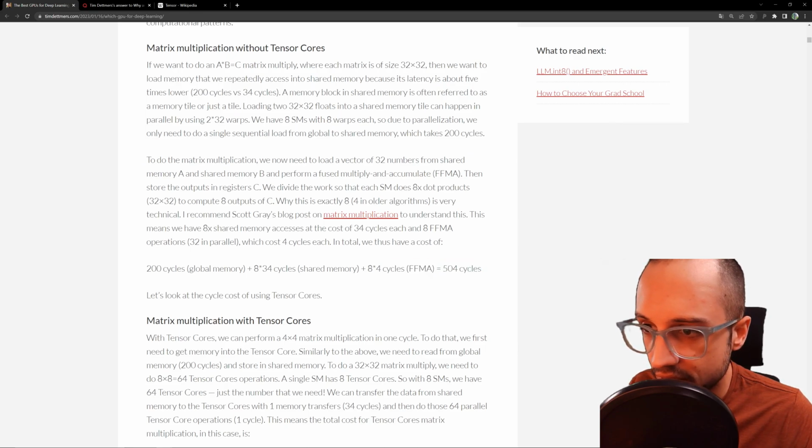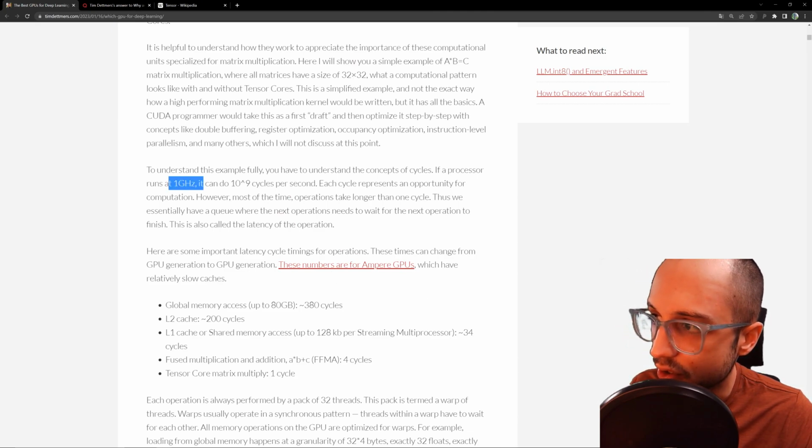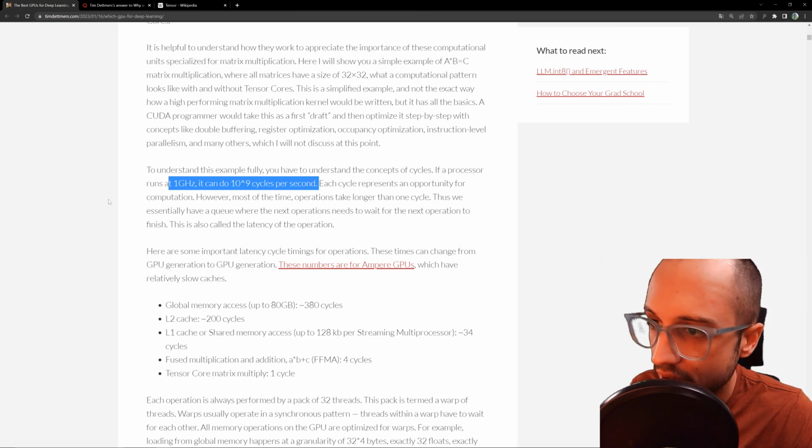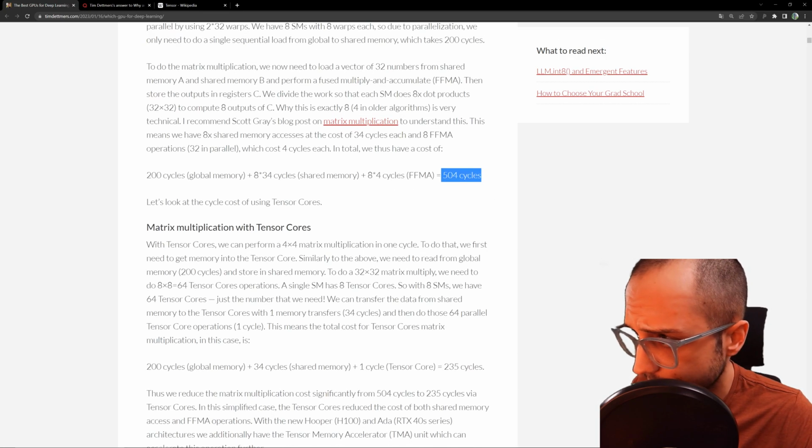So cycles are basically just a measure of time, right? Your GPU is going to have a clock rate, and that's going to be how many cycles per second it can do. So 10 to the 9 cycles per second, and this matrix multiply takes 504 cycles. It's still extremely fast, right? We're still talking basically nanoseconds.